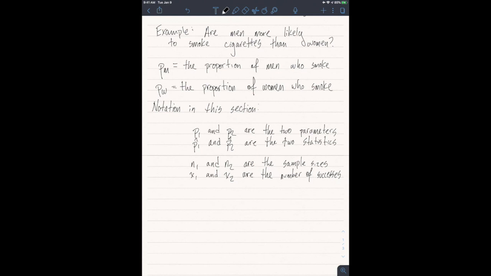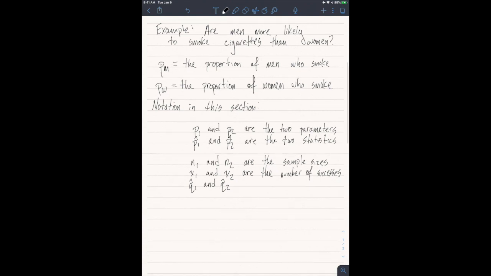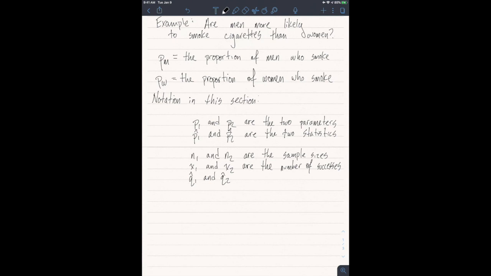I guess since we have P1 and P2, we could have Q1 and Q2, right? Basically, we're doubling up on all of the notation that we've already had. These are the failure rates. I'm just trying to illustrate the fact that we're going to be doing two things at once. Whereas in hypothesis testing before, we only dealt with P, P hat, N, X, and Q hat at the same time, we're doubling up our work because we're dealing with two parameters at the same time.